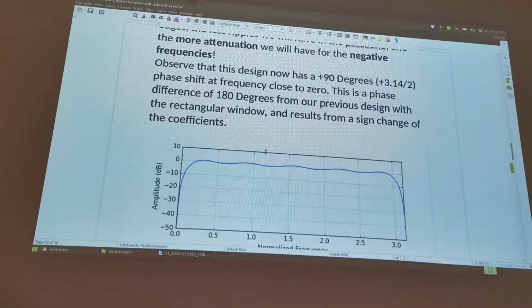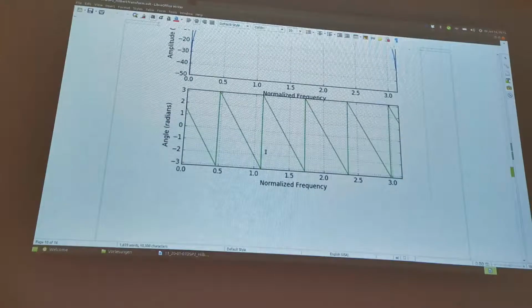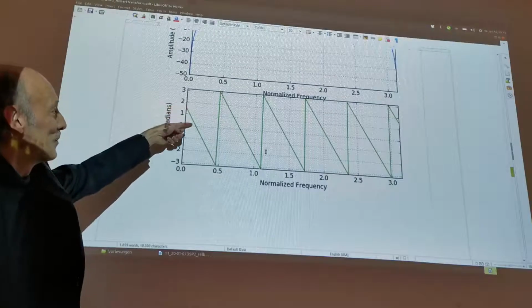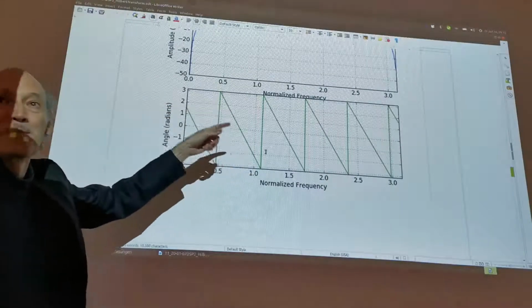And again, this doesn't really matter because we can always compensate for it by using a factor of minus 1 in this case. Yeah, so that's no problem, basically. So here we have the desired 90 degrees phase shift. And yeah, do you still remember where this slope came from?